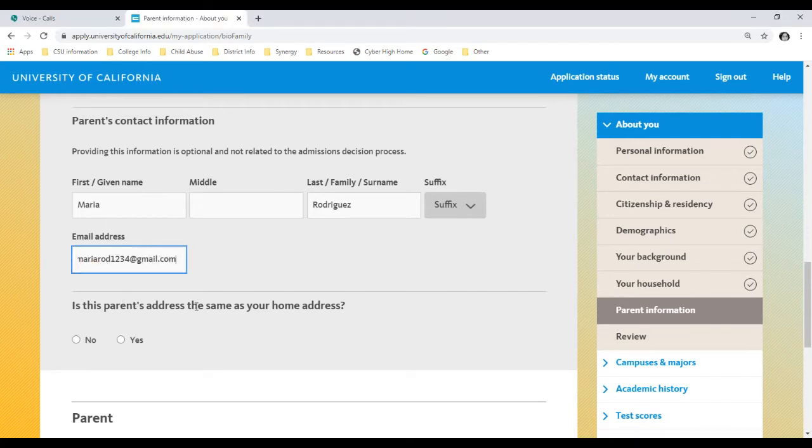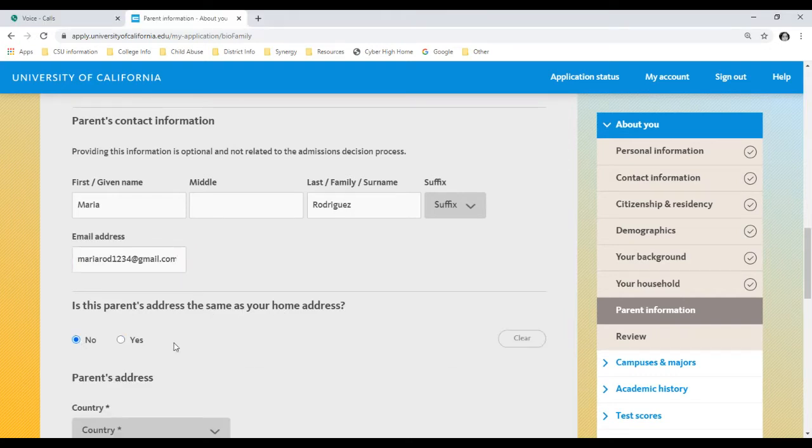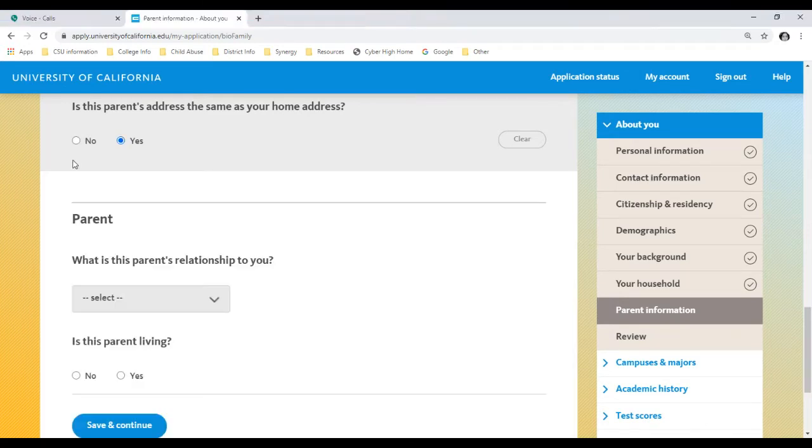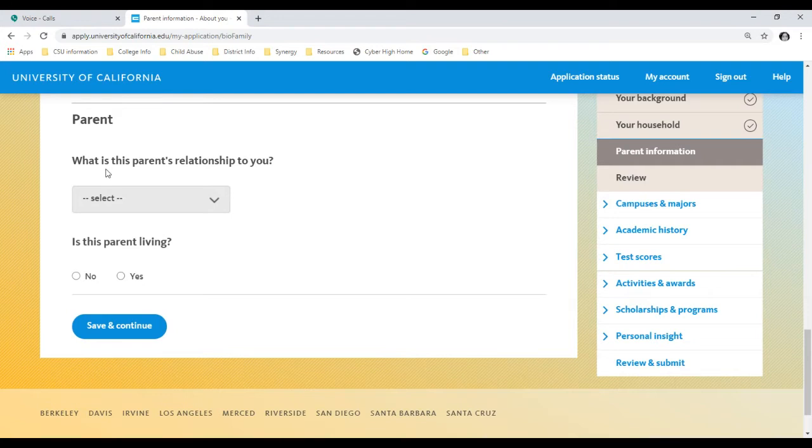Okay, is this parent's address the same as your home address? So I'm going to put yes, but you can put no. And if you put no, then you're going to have to put your parent's address that is different than yours, of where you live. But I'm going to put yes just to leave it simpler for the application. Okay, parent, what is this parent's relationship to you? So I'm going to put mother.